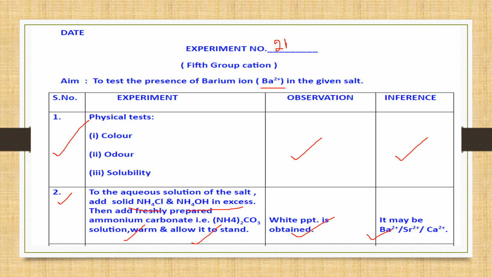And then we'll carry out the test in the same order. First for barium, then strontium, then calcium. In case I don't get barium, I'll go for strontium. If I don't get strontium, I'll go for calcium. And if I get the positive confirmatory test for barium, I will not go further. I'll stop here for group 5, as this particular cation is present.